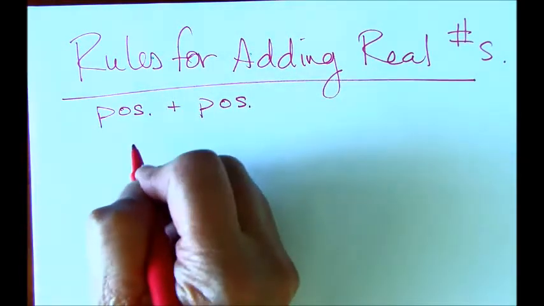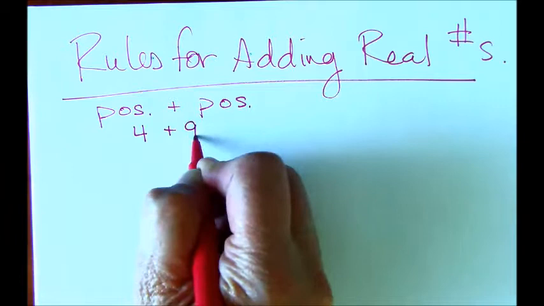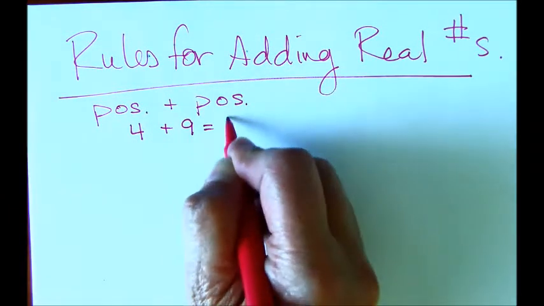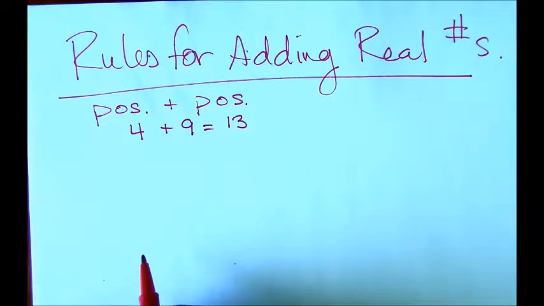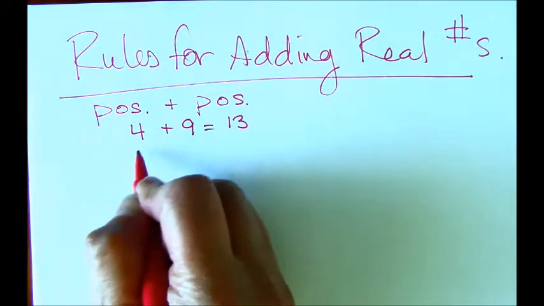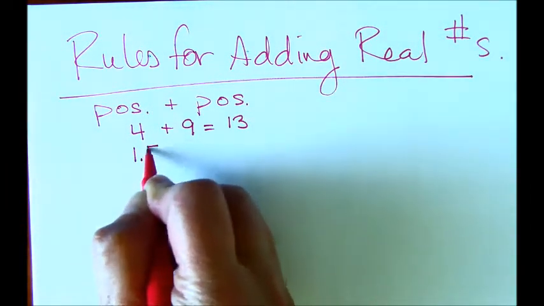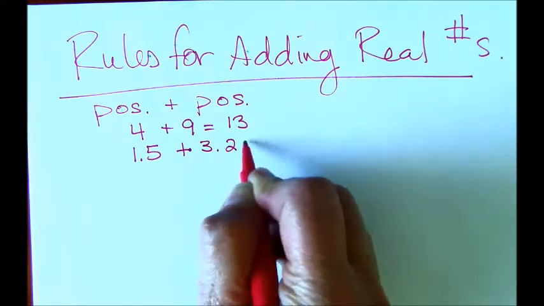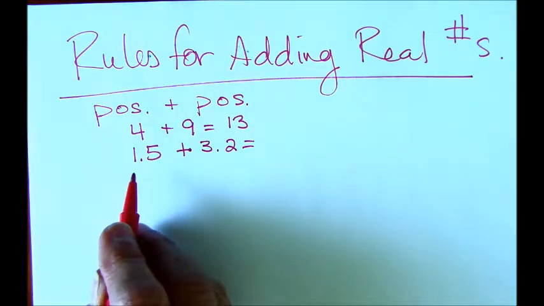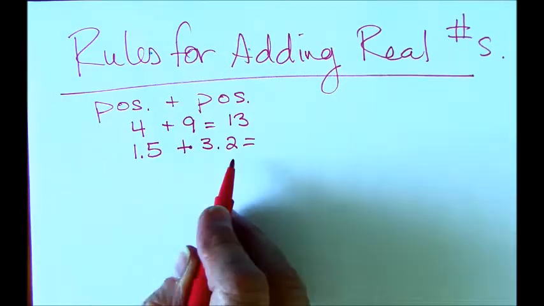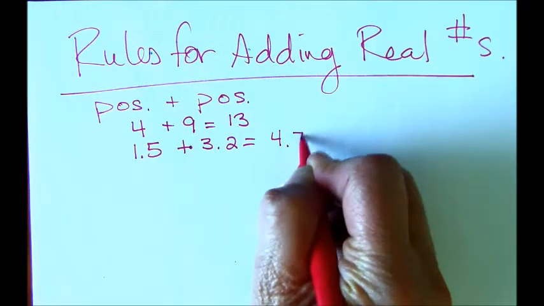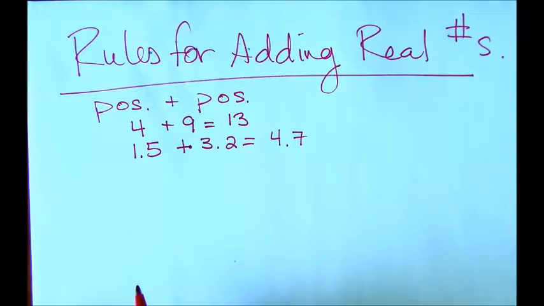So for instance, if we had 4 plus 9, we're going to just add those two and we get 13. If we have a decimal problem, 1 and 5/10 plus 3 and 2/10. Okay, if I add those together, they're both positive, I'm going to add them together. Looks like I'm going to have 4 and 7/10.